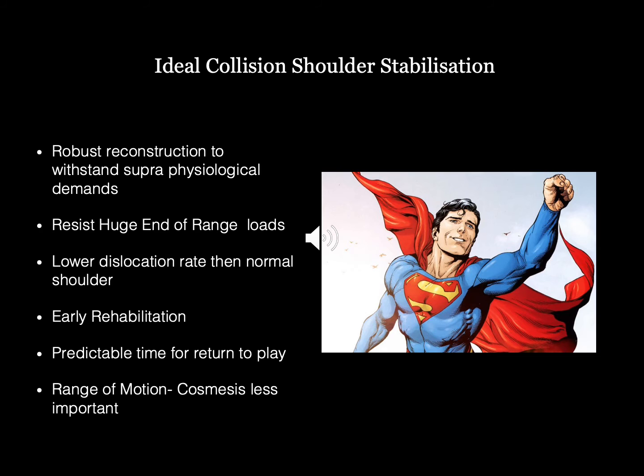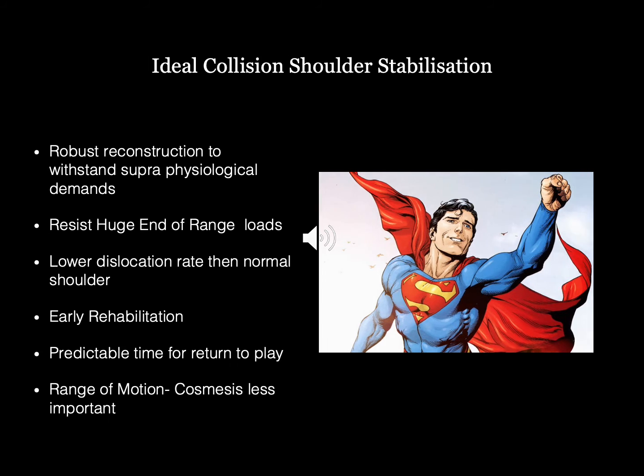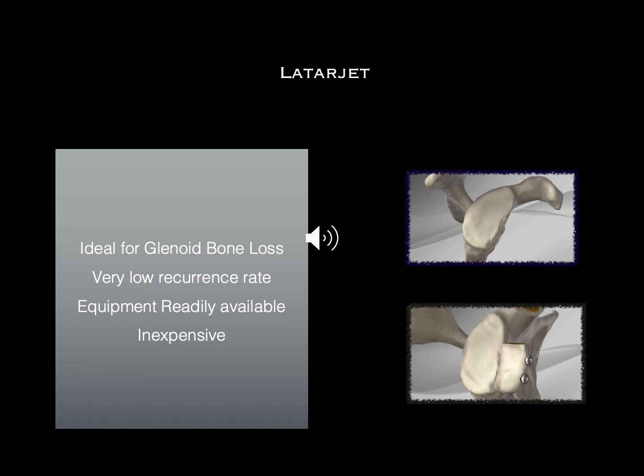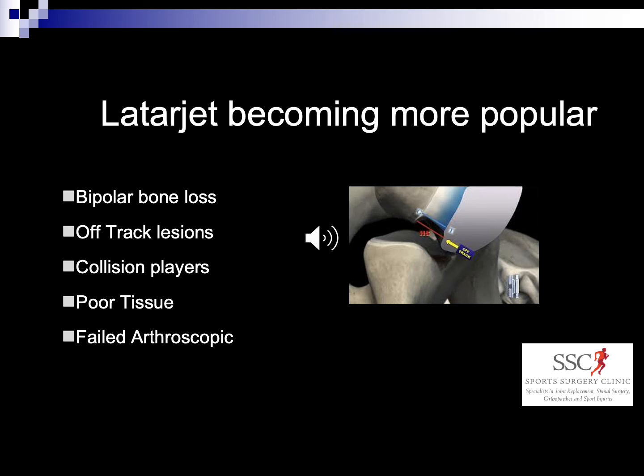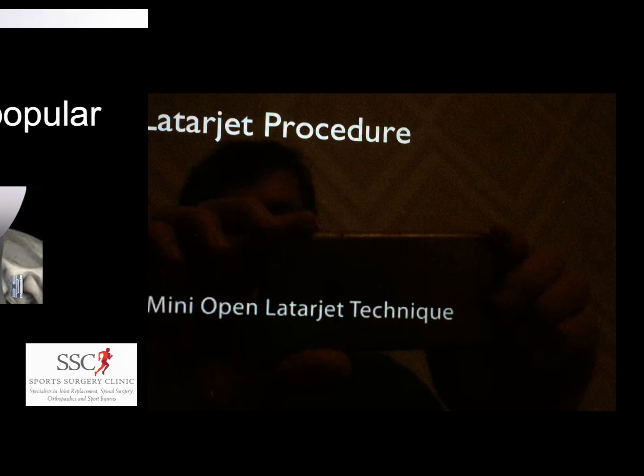The ideal collision shoulder stabilization would in fact lead to a stronger construct than the normal shoulder, allowing an early rehabilitation and predictable time for return to play. The latch-J procedure is ideal for particularly glenoid bone loss. It has a low recurrence rate and the equipment is readily available, and it's technically quite a straightforward procedure. It's becoming more popular particularly in collision players, but also in those with poor tissue or having failed arthroscopic technique.